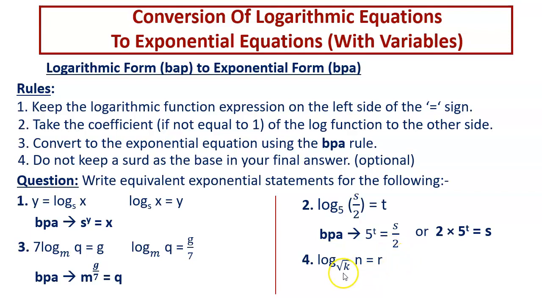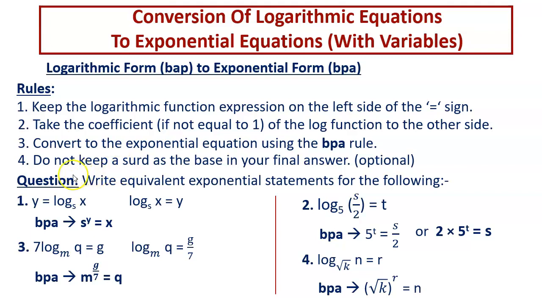Okay? So, square root of k is the base, n is the argument, and r is the product, which means the result. And the exponential form is the BPA rule, so it will be square root of k is the base. This product becomes the power, raised to the power of r, should be equal to the argument, which will become the answer, n. So we will have this as square root of k raised to the power of r equal to n.